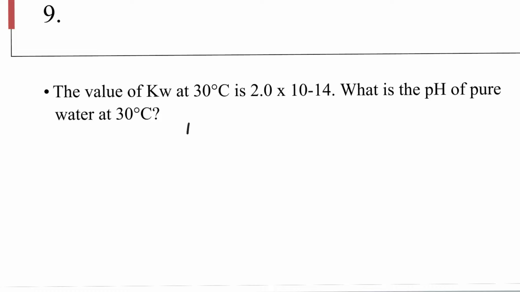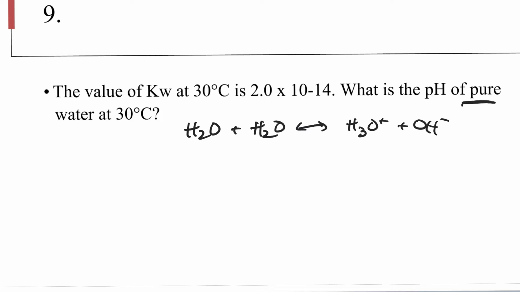So you have H2O plus H2O. Remember, the Kw of pure water is the autoionization of water. And what you'll get in equilibrium is H3O+ plus OH-. Now, the thing is, because this is pure water, H3O+ is equal to OH-. It's the same thing. Remember, for something to be pure, something to be neutral, you have to have the same number of hydronium as hydroxide.